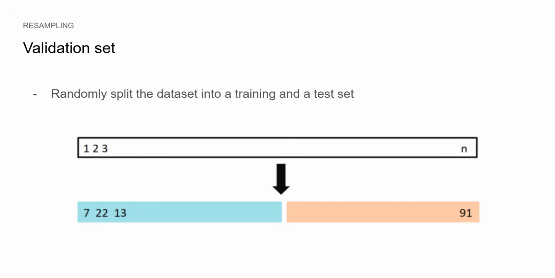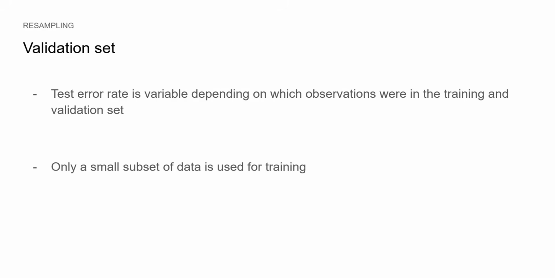The validation set is the most basic approach. We have a dataset of endpoints, and we randomly split the dataset into a training set that you see in blue and a test set that you see in orange. We fit the model on the blue set and make predictions using the orange set. This has some drawbacks because the test error rate is variable depending on which observations were in each set, since we are splitting randomly. Also, only a small subset of data is used for training, when ideally we want as much data as possible for training.